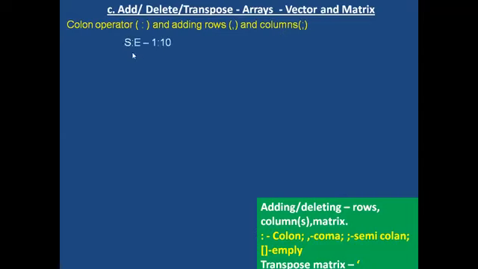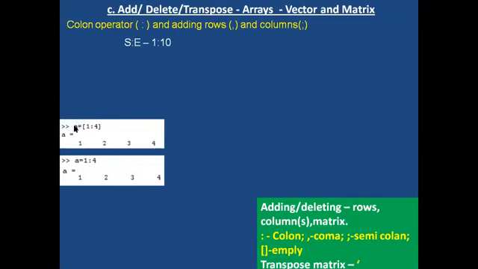So S colon E indicates starting to end. The default increment value is going to be 1. See, the example is I've given A equivalent to square bracket 1 colon 4. That means starting from 1 to 4 with the increment of 1, that is 1, 2, 3, 4. You need not give the square bracket, both are the same. If you are not giving any increment value, it will assume the increment value is 1.